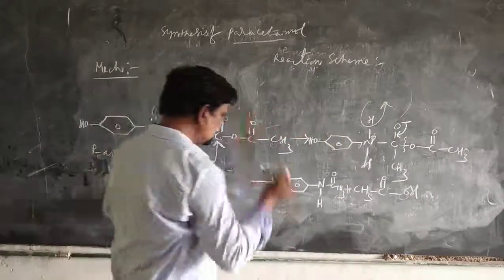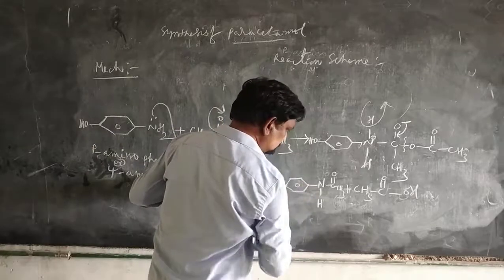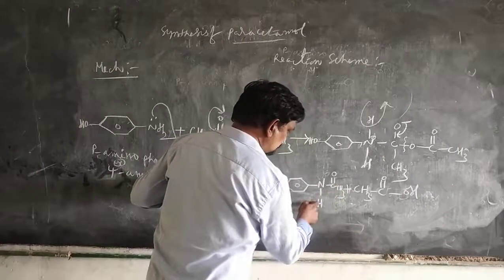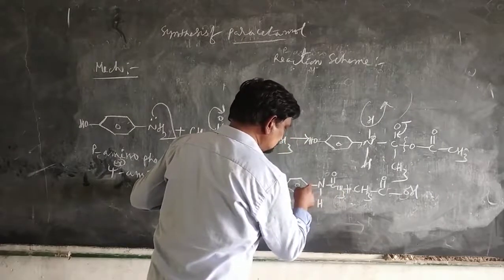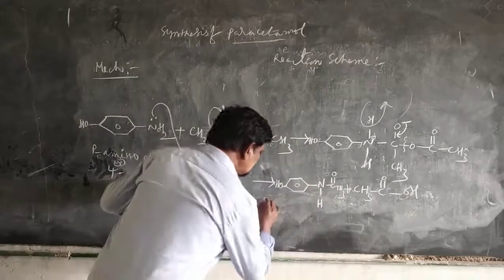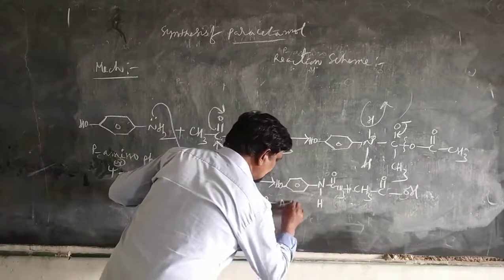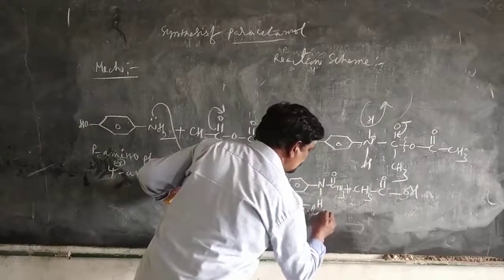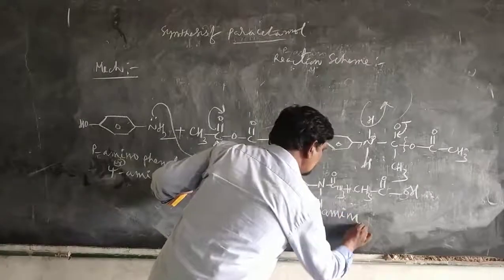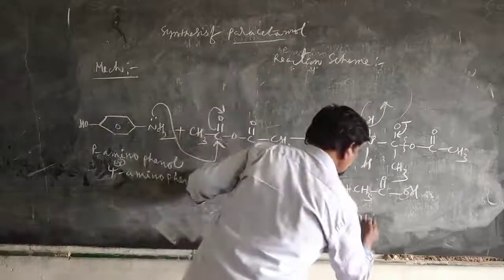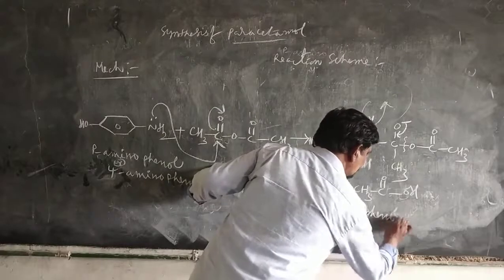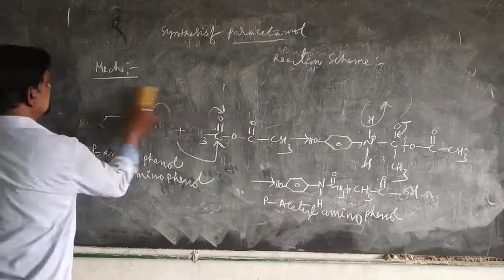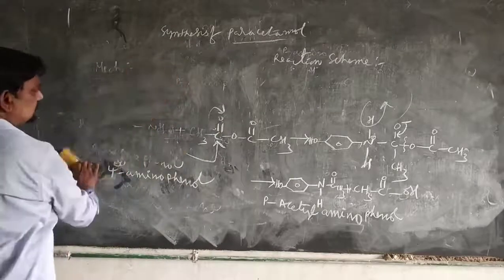So here at the para position, CH3CO acetyl group and amino group are connected. That's why para acetyl amino phenol. This is known as paracetamol.